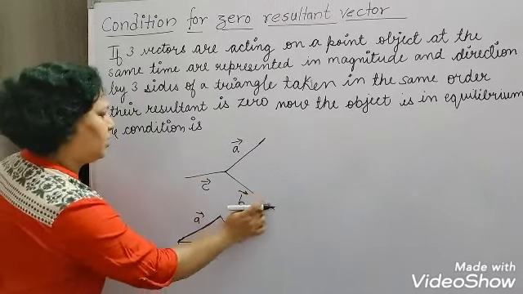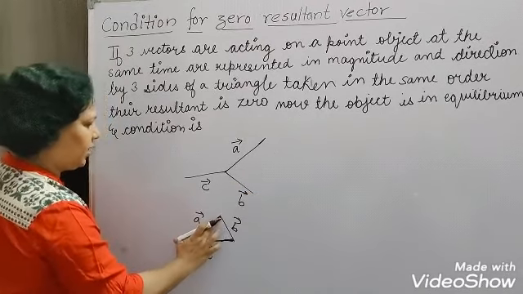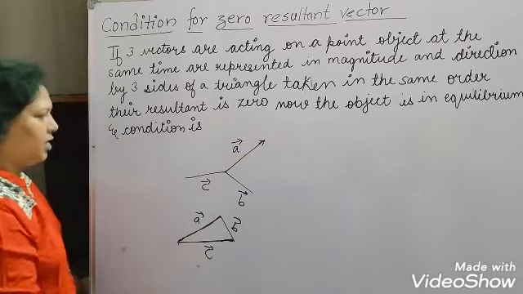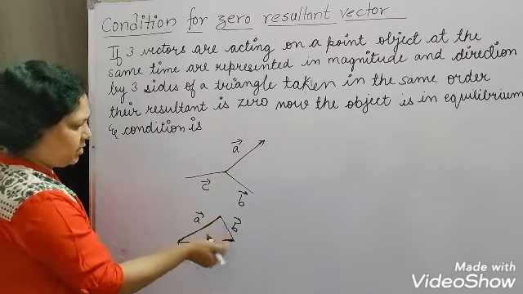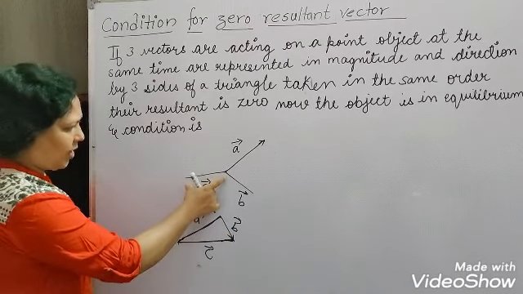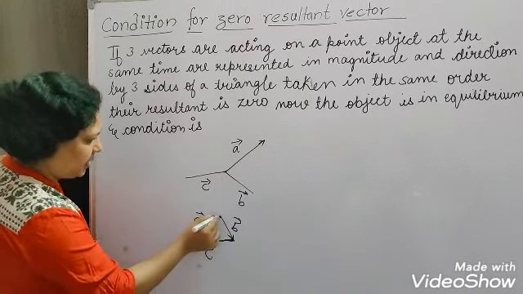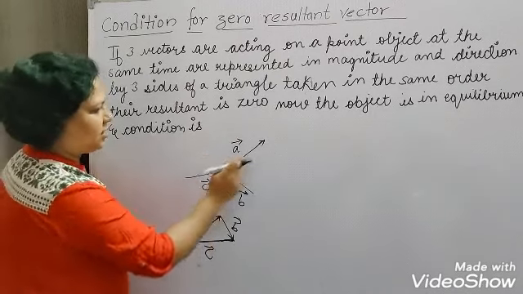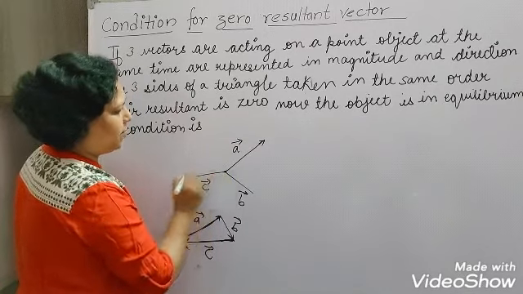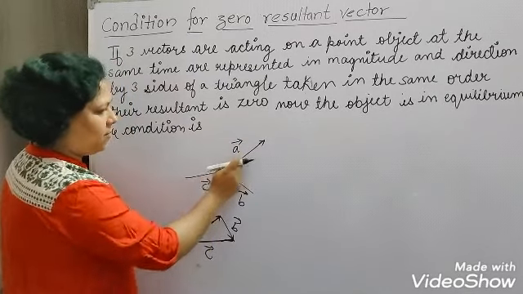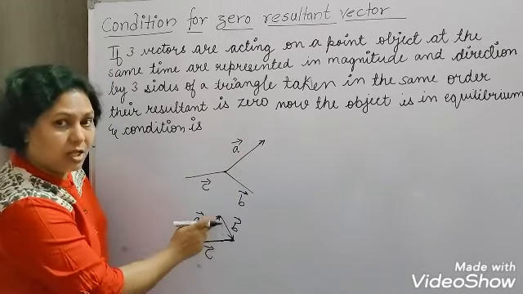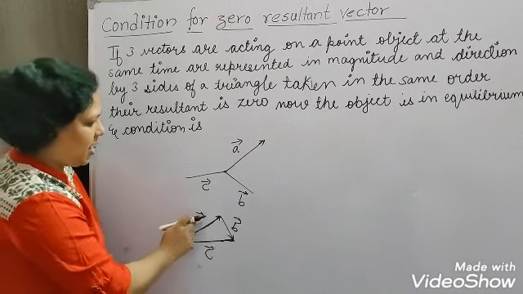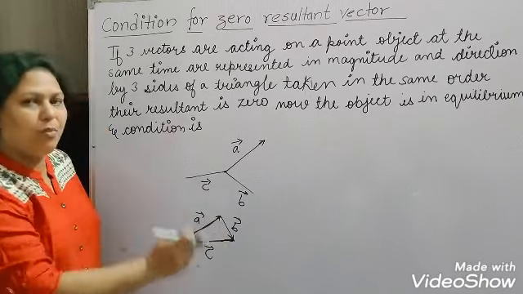You can just look here: the vector A is in this direction, the vector B is in this direction, and the vector C is here in this direction. So what we have done is, these three vectors which are working at a point, we are representing with the three sides of a triangle. We will see here it is A, B, C in the same order.